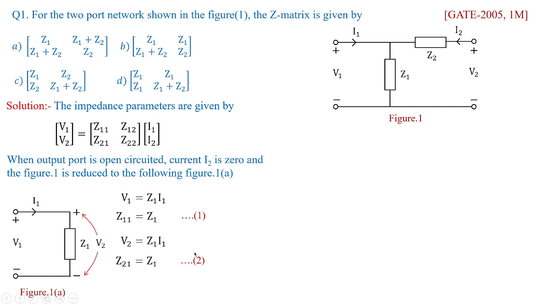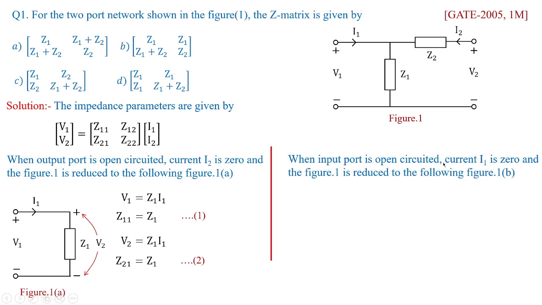Treating this equation as 2 and looking into the options, you may come to the conclusion that option D is the right answer. Okay, before finalizing your concept or your approach, just go with the other solution also. That is, let us find the other two parameters, that is Z12 and Z22. For that, when the input port is open circuited, current I1 is 0 and figure 1 is reduced to the following figure, which is shown in figure 1b.